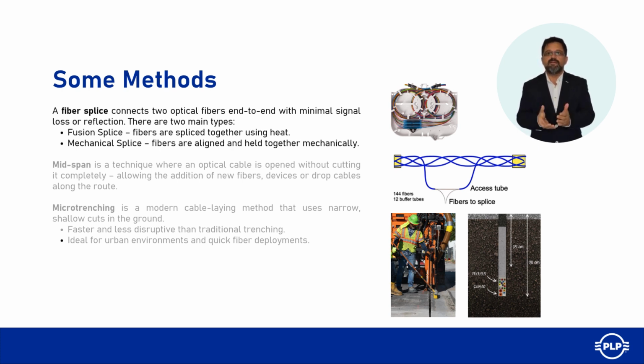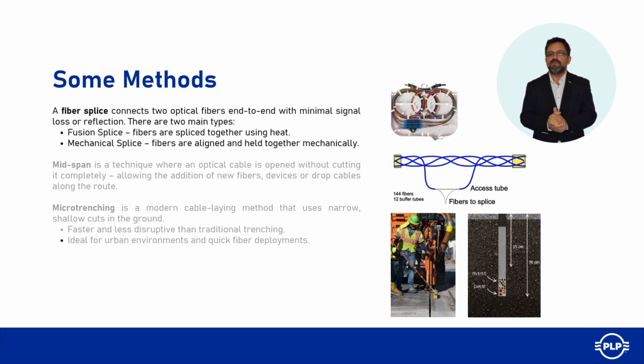A ribbon splice is a method used to join multiple optical fibers simultaneously, particularly useful for high fiber count cables. About the ribbon cables, we've already talked. This technique significantly reduces the time and effort required for splicing. Ribbon splicing involves splicing a group of fibers, typically 12, arranged in a flat ribbon configuration. The fibers in the ribbon are aligned and fused together in a single operation.